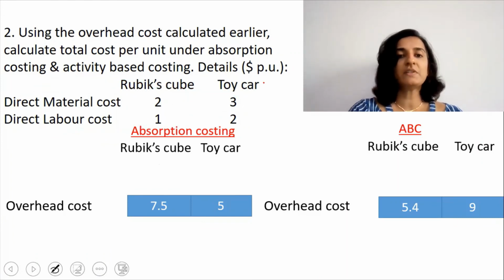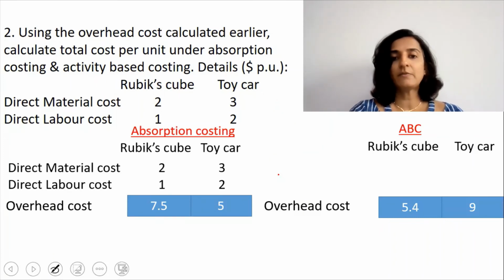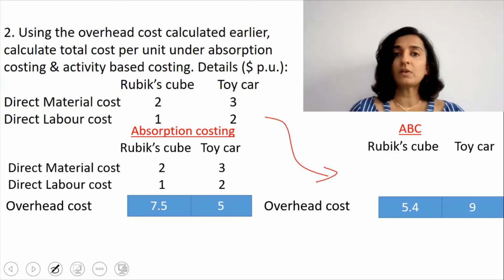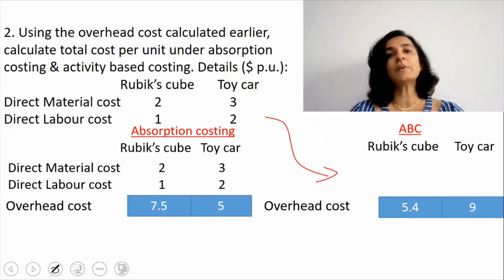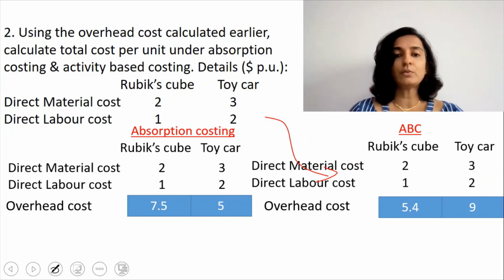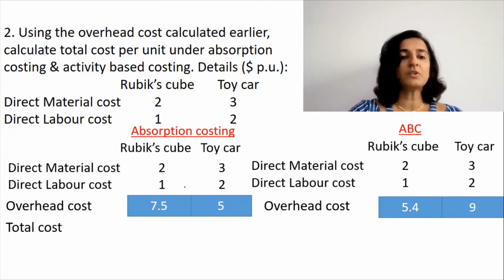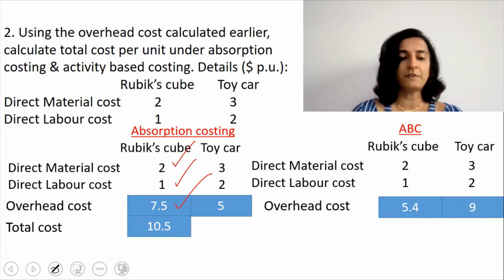Now all that we have to do is add the direct material cost and the direct labor cost to the overhead cost. So we will just copy this table into the absorption costing schedule. So we have the direct material cost and the direct labor cost copied. Likewise, we will copy it for ABC also, because direct material cost and direct labor cost remains same for both. So I have copied that too. Now all that we have to do is add it. So what is the total cost? For Rubik's Cube under absorption costing, it is 2 plus 1 plus 7.5, giving an amount of $10.5.